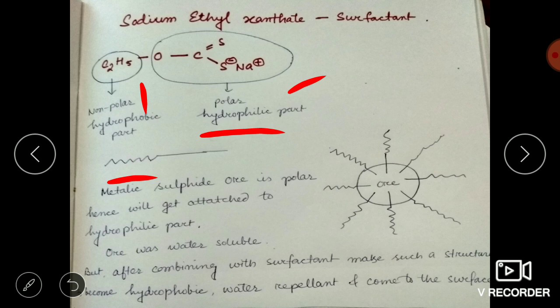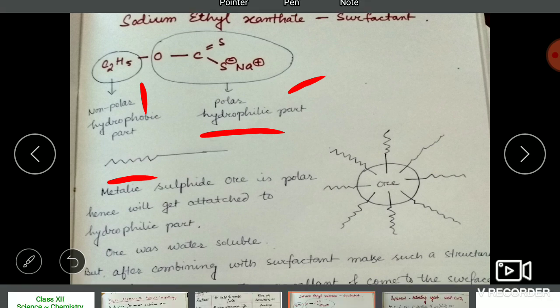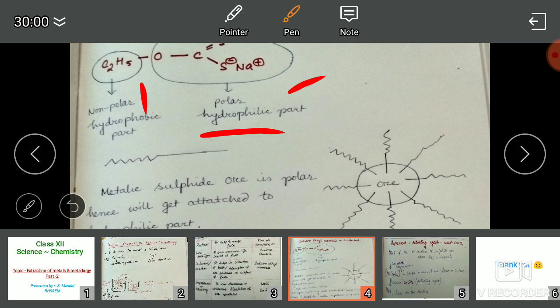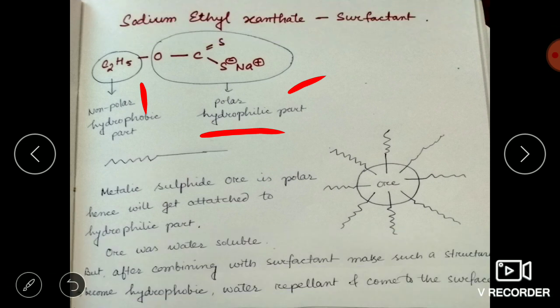Okay, here is the representation. Now, metal sulfide ores are polar in nature. Metals are polar, so metal sulfide ores are also polar in nature. M n+ and S 2- are there, so it is polar in nature. Since it is polar, it will easily get soluble in water, because water is also polar.